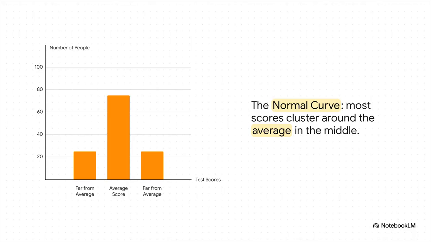You've seen it before. It's the normal curve, but everyone knows it as the bell curve. And this shape tells us something kind of universal. Most results, most people, cluster right around the average, smack in the middle. The really extreme scores, both high and low, are way, way rarer. And that's why the curve is so high in the center and just slopes down at the edges.